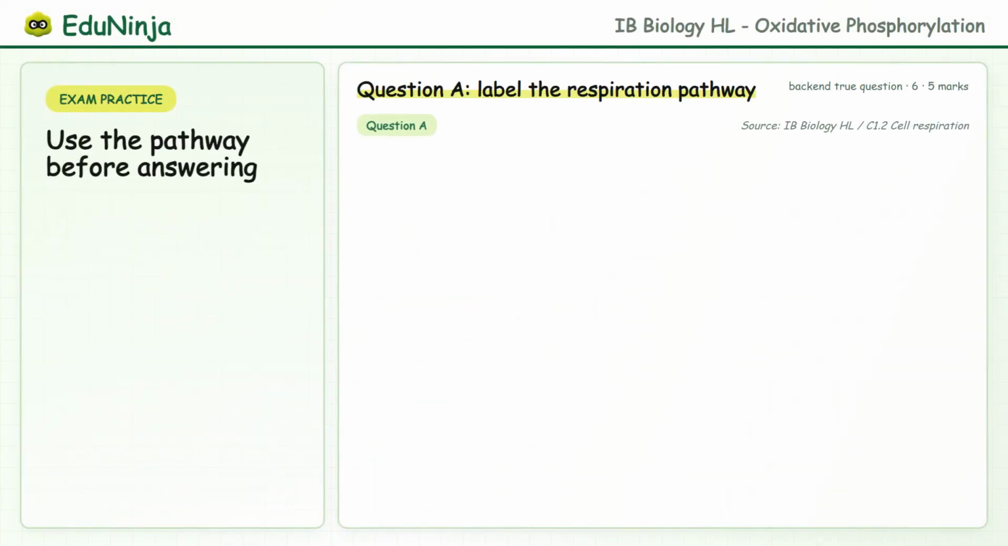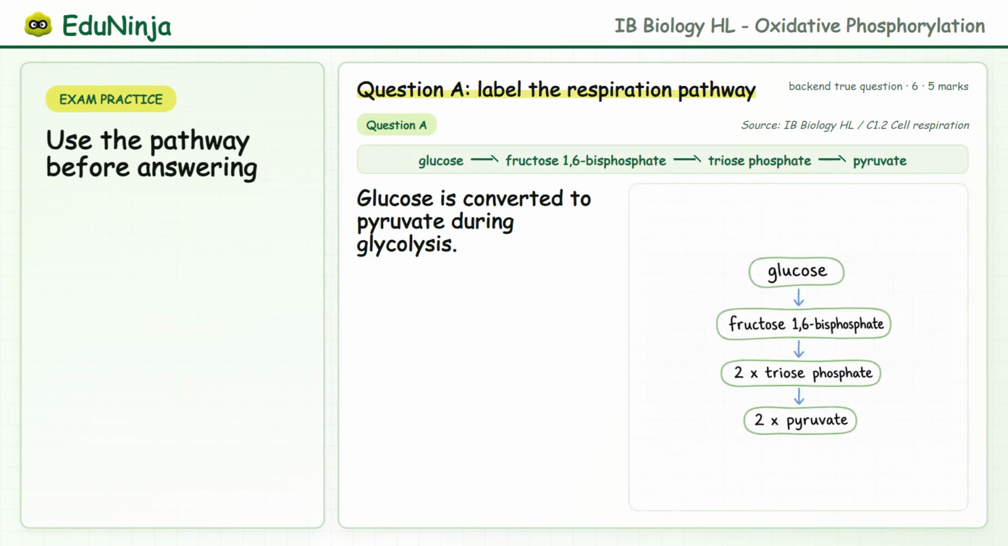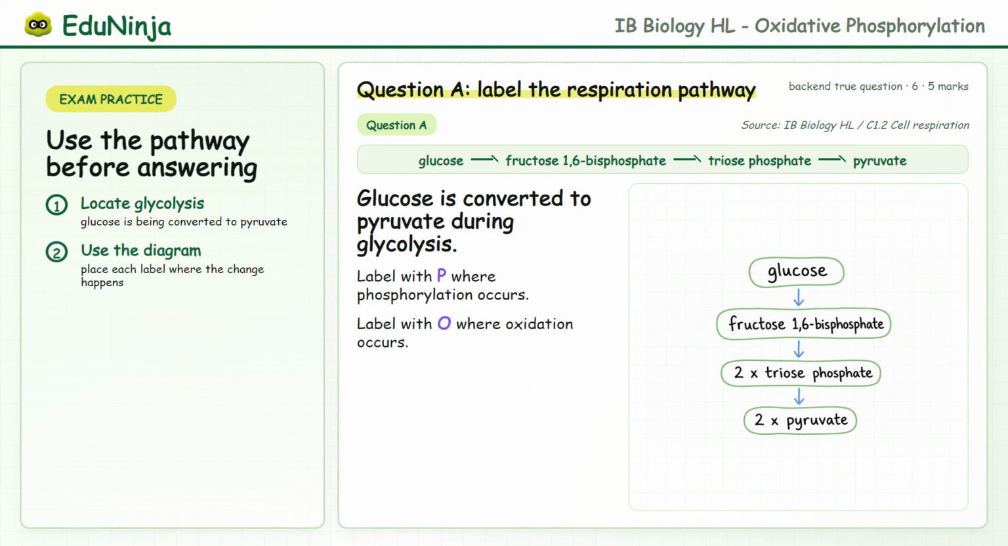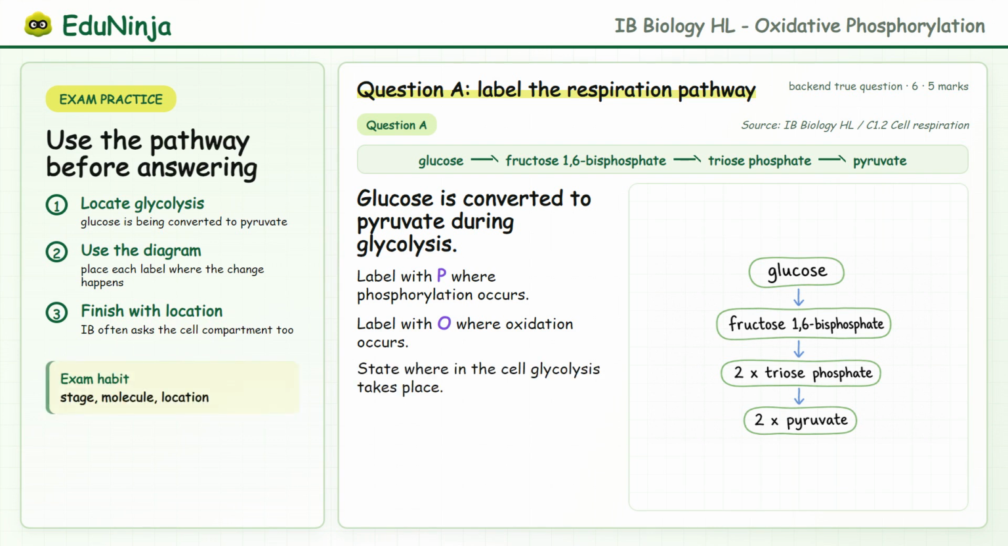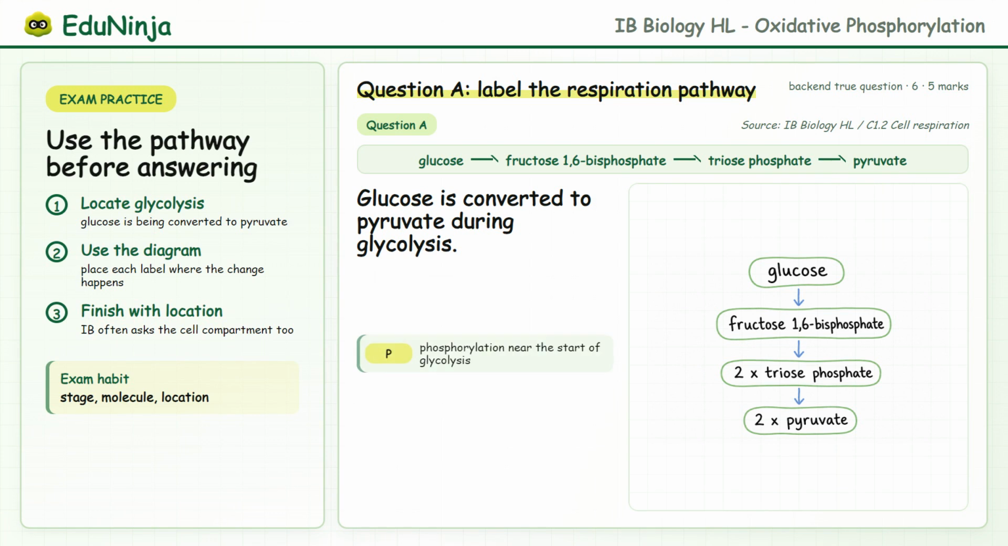Question A is a real exam preview question about glycolysis. Glucose is converted to pyruvate during glycolysis. First, label P where phosphorylation occurs. Then label O where oxidation occurs. Finally, state where glycolysis takes place in the cell. For the answer, P is the phosphorylation step near the start of glycolysis. O is where triose phosphate is oxidized before pyruvate forms. And the location is the cytoplasm or cytosol.